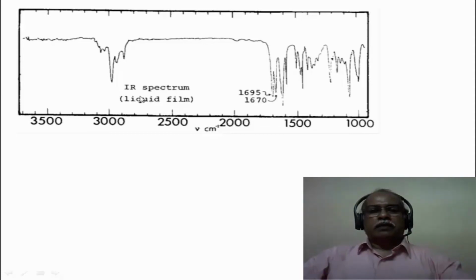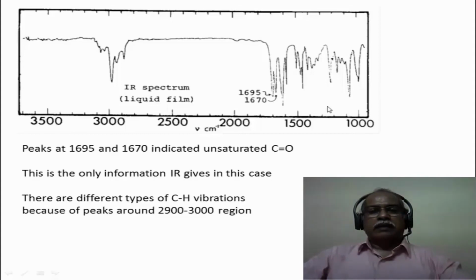This is the infrared spectrum of this particular compound. The compound has a carbonyl stretching frequency at 1695 and 1670 in this particular case, and these essentially indicate that you have an alpha beta unsaturated carbonyl, because the alpha beta unsaturated carbonyl stretching frequency will be much lower than 1700, and 1695 and 1670 fits the value corresponding to alpha beta unsaturated. This is the only information that one can get from the infrared spectrum.